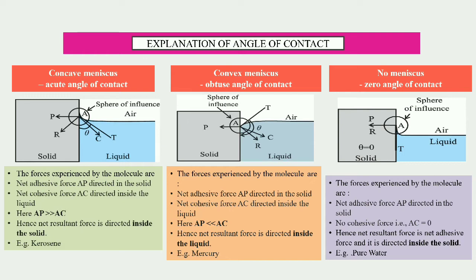Now we go on to the explanation of angle of contact with the shape of the meniscus. For considering these cases, that is concave, convex and horizontal meniscus, we will consider different solid and liquid pairs. We will categorize the liquid into 3 categories. The first type is the liquid which fully wets the solid.